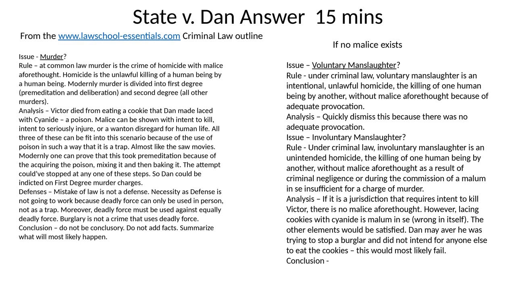So, at common law, murder is a crime of homicide with malice aforethought. Homicide, the unlawful killing of a human being by a human being. This is a homicide. Modernly, here you throw in the MPC, Model Penal Code, is divided into first degree, premeditation, deliberation, and second degree, all other murders. So you start with common law. Victor died eating a cookie that Dan made laced with cyanide, a poison.